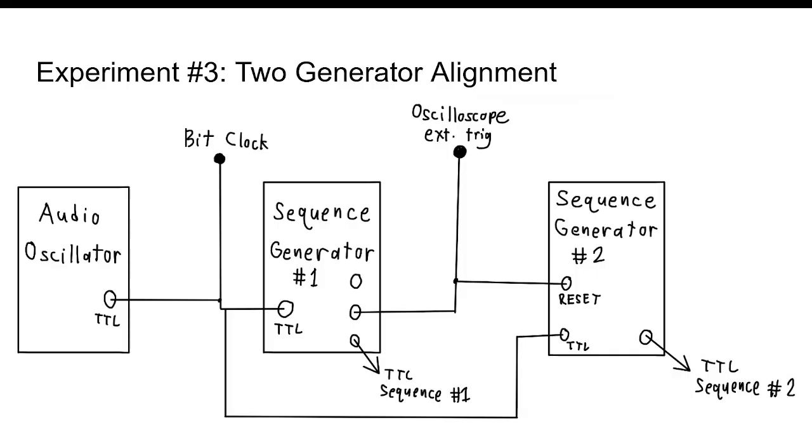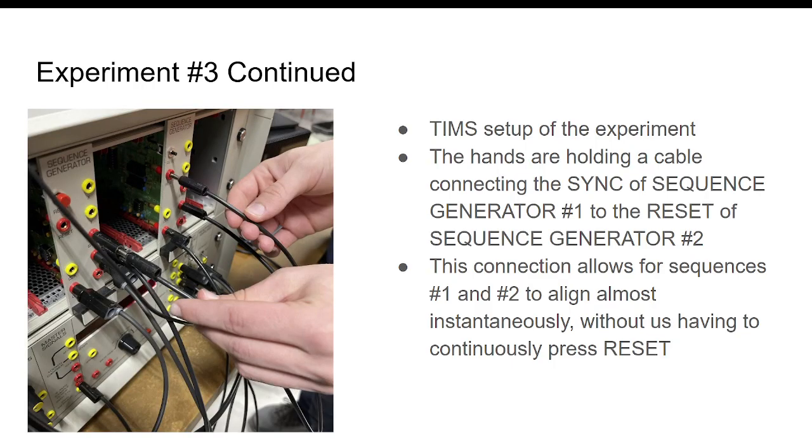So experiment three now, you have the two generators alignment. We're trying to essentially generate a sequence at the same time from two generators. And the main thing that's going to accomplish this, if you notice the reset on sequence generator 2, it's connected to the middle port on the right side of sequence generator 1, which is the sync start of sequence, essentially an external trigger. That's going to say we want sequence generator 2 to reset or begin when sequence 1 begins. So you can see the TIMS implementation and us holding the cable that allows for that synchronization connection.